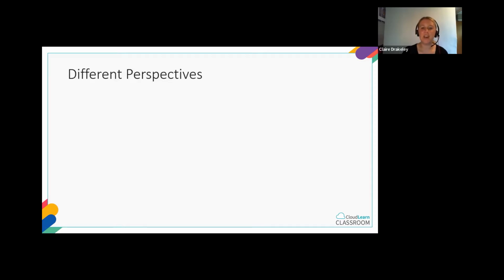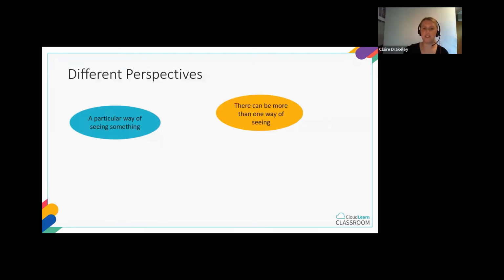So when we speak of a perspective, we mean a particular way of seeing something. This could literally refer to what a person sees in front of them. For example, if they were looking out of a window, what they could see could be described as their perspective on what is outside. The important word in this definition, however, is particular. When we speak of perspectives, we suggest that there can be more than one way of seeing.